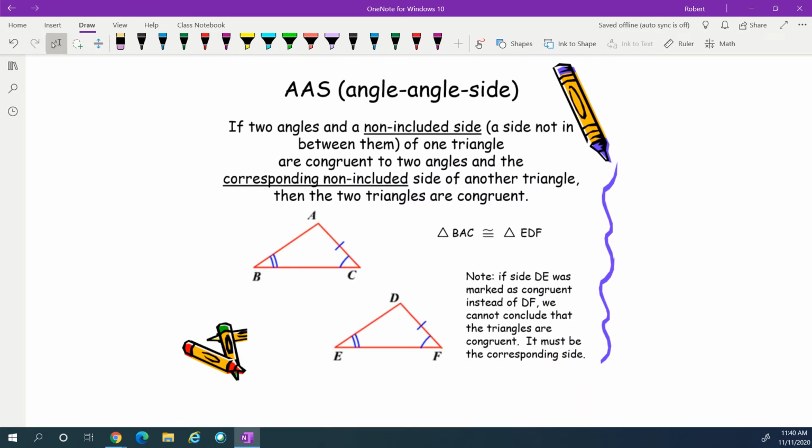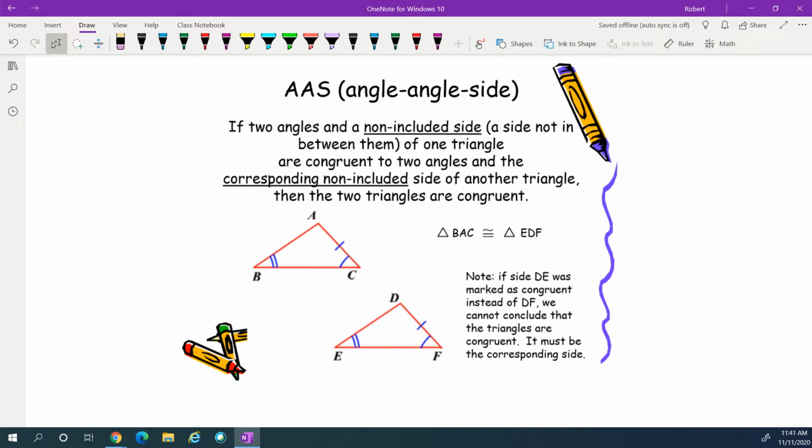AAS. Now again, 2 angles and a side, but it's not the included side. Remember, ASA was 2 angles and the side between them. This is 2 angles and not the side between them. Well, the problem, if you look at the picture, if our angles are angle B and angle C, there's 2 sides that are not included. So we have to make sure it's the corresponding non-included side.